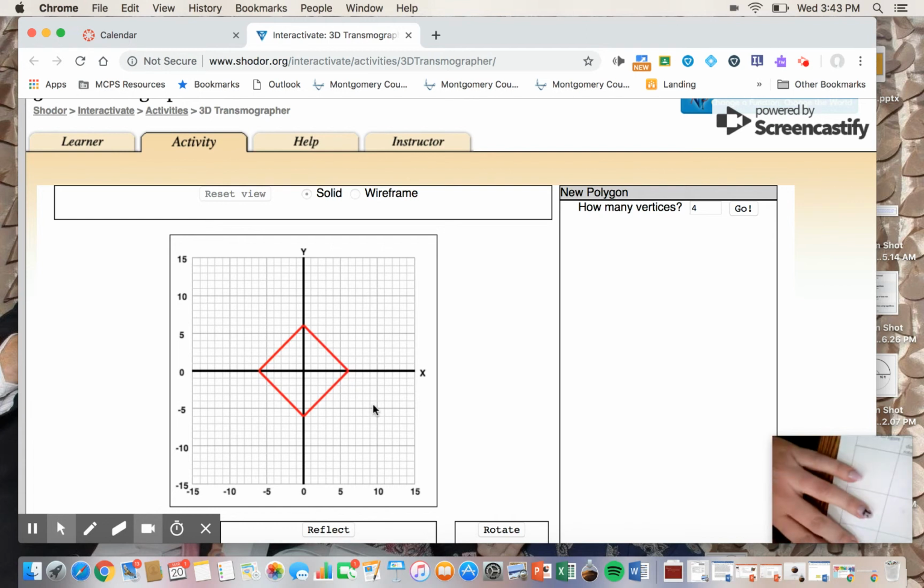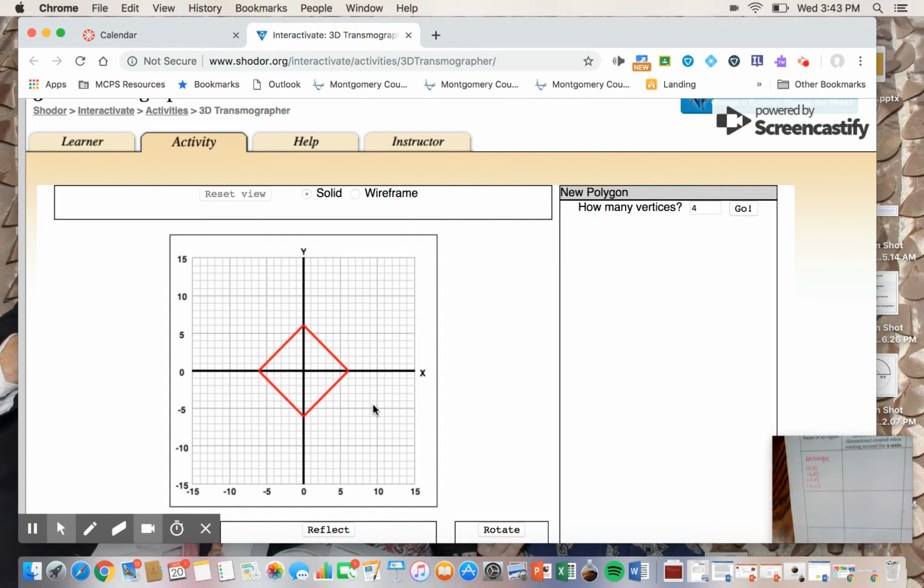The first one that I'm going to do is a rectangle. A rectangle has 4 points, and I'm going to tell you guys to pick the points (0, 5), (2, 5), (2, 0), and (0, 0).